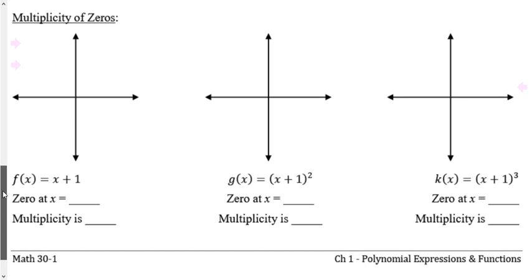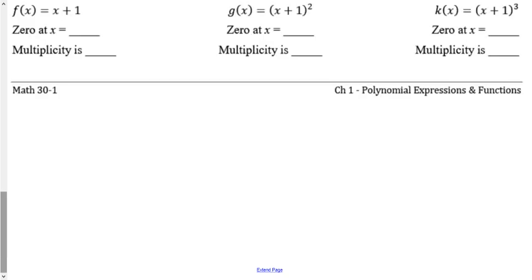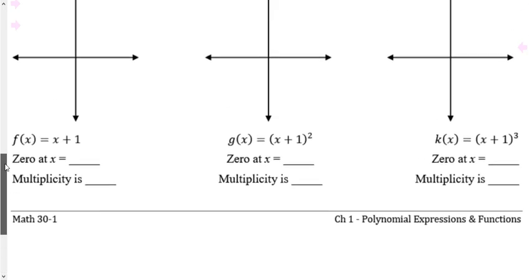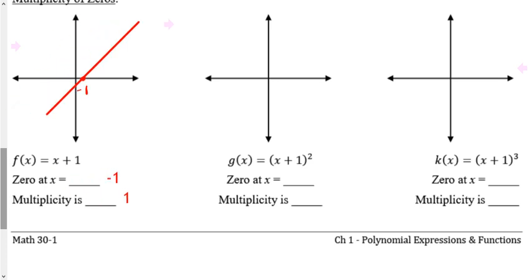Before I sketch anything, we'll just compare these three functions. The function is x plus 1, or x plus 1 all squared, or x plus 1 all cubed. All three of these have a 0 where x is negative 1, but they touch the graph in different ways, and it has to do with the exponent. The first one has a 0 where x is equal to negative 1, and we'd say the multiplicity of this 0 is 1. That'll make more sense once we do the next two.